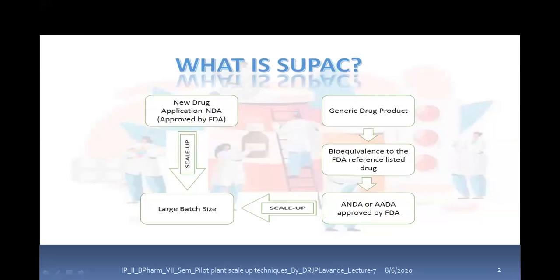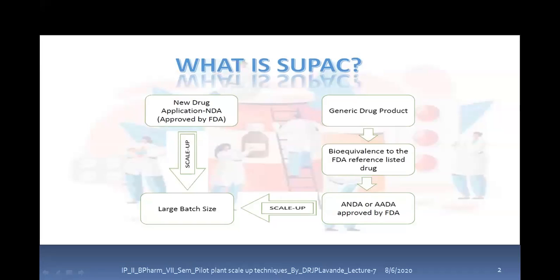Now our today's SUPAC guidelines are in relation to modified release solid dosage form formulations. Just to have a revision, a recap of the things that we saw, so that we can proceed with the SUPAC for the MR, that is modified release. As you know, it is applicable for the NDA, the new drug application, and after getting approval, it will be subjected to the scale-up process in order to produce large batch manufacturing.